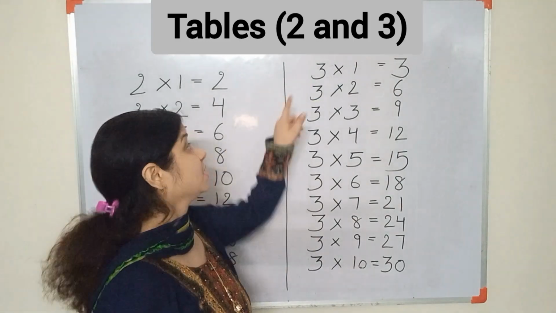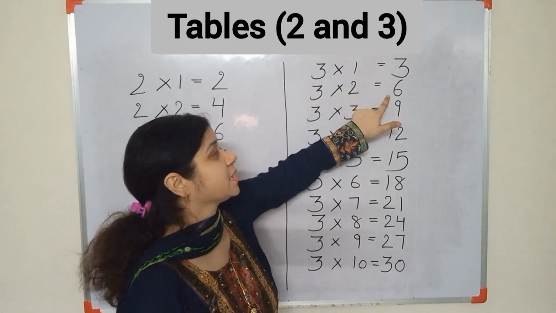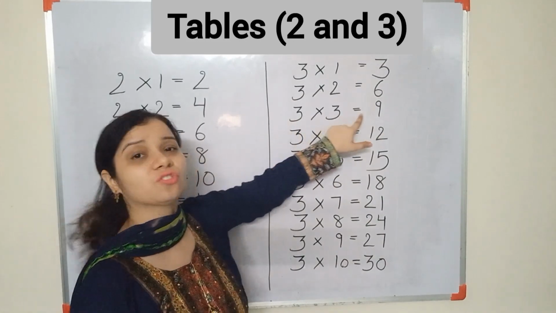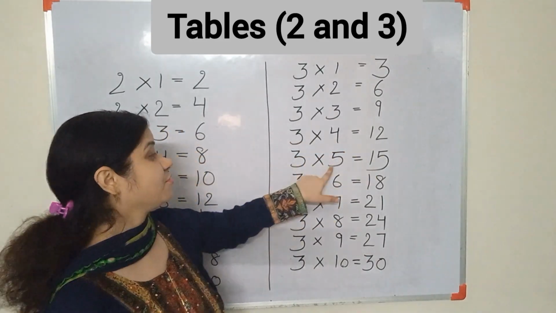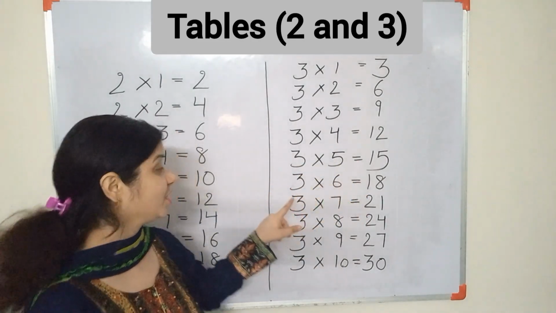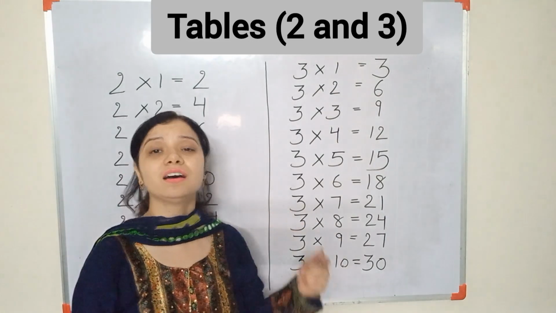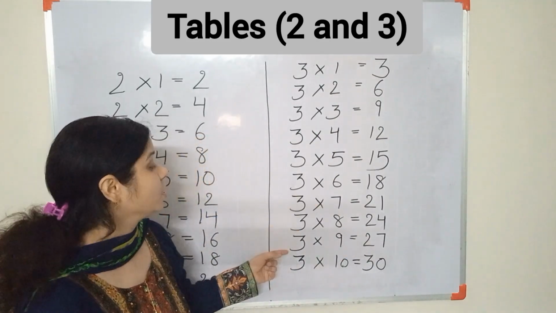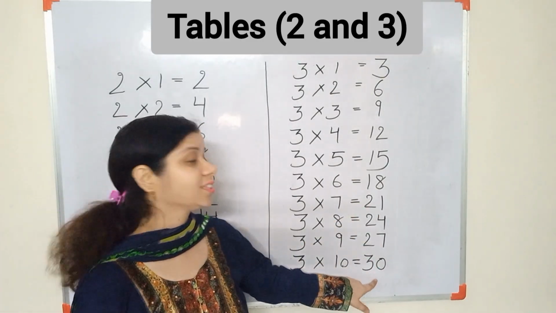Now let's revise. 3 ones are 3, 3 twos are 6, 3 threes are 9, 3 fours are 12, 3 fives are 15, 3 sixes are 18, 3 sevens are 21, 3 eights are 24, 3 nines are 27, 3 tens are 30.